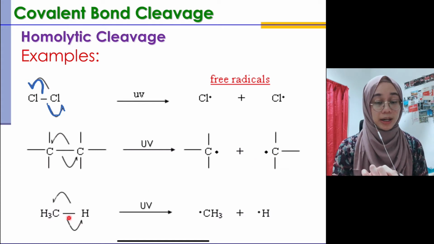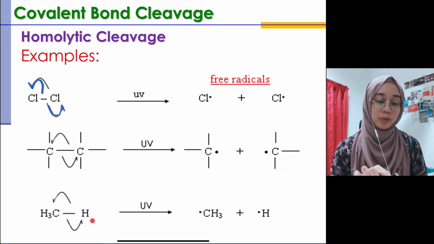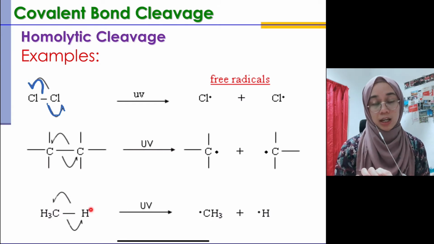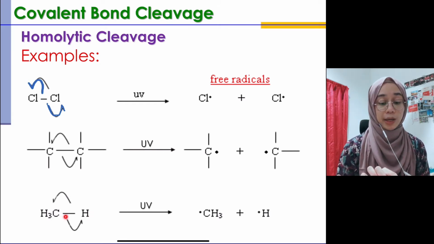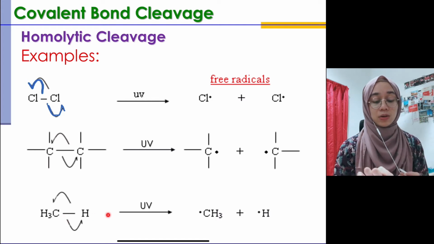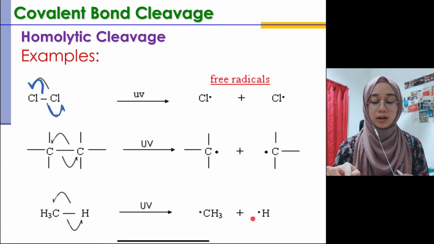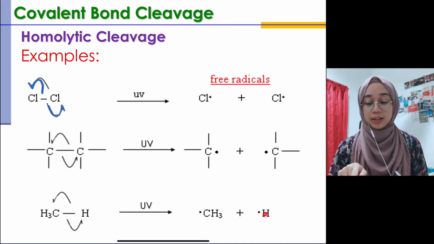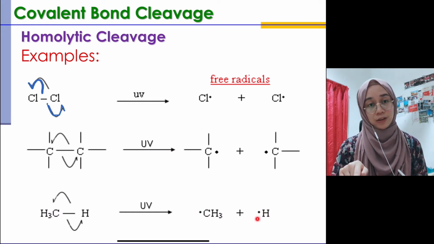So sama juga antara C dengan H. C dengan H pun boleh berlaku homolytic cleavage because C and H they have a very similar electronegativity. Therefore kita anggap ini adalah non-polar bond. So bila berlakunya homolytic cleavage with the presence of UV, therefore you will get this. Okay, so CH3 ni is left with one unpaired electron and H pun is left with one unpaired electron.